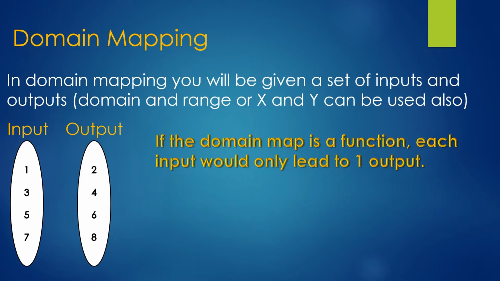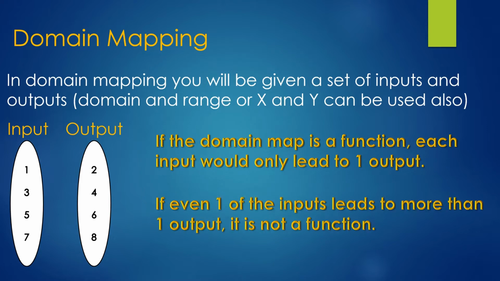So if the domain map is a function, each input would lead to only one output. If even one of the inputs leads to more than one output, it is not a function. So now let's look at some examples of domain mapping.